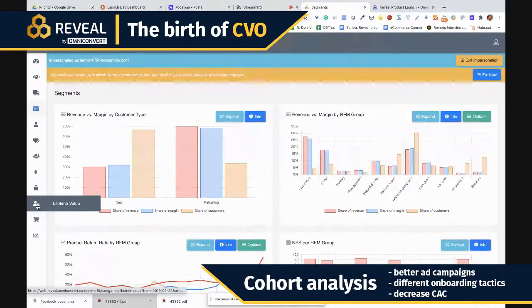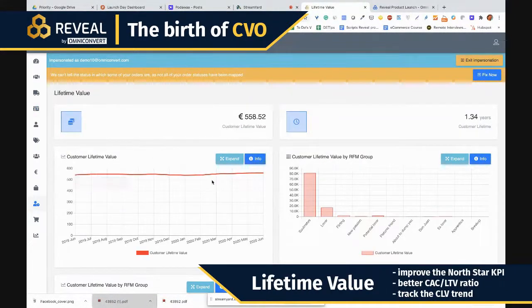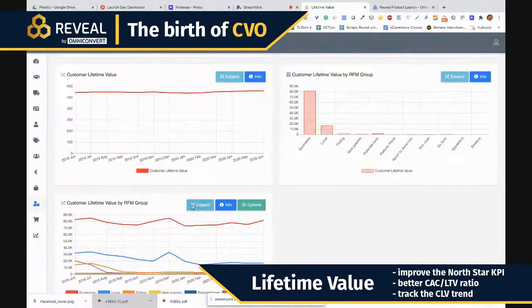So going further in the lifetime value, so how do we track if things are going well after we do all this stuff? So this is the part where we are really excited, the customer lifetime value, because this is actually showing you how much an average customer has a lifetime with you, what is the customer lifetime value, if this is going up or down, and what is the customer lifetime value according to each RFM group.